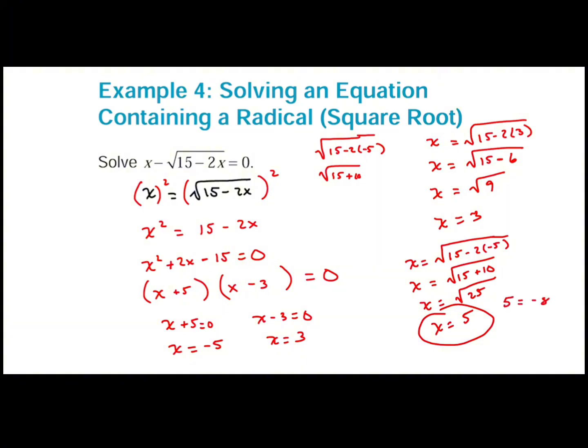5 and negative 5 are not equal. So if I don't end up with the right result, you're not going to be able to get that. So x is equal to 3. All right, so the only result you have is x is equal to 3. So keep that in mind. You have to go back and check every time.